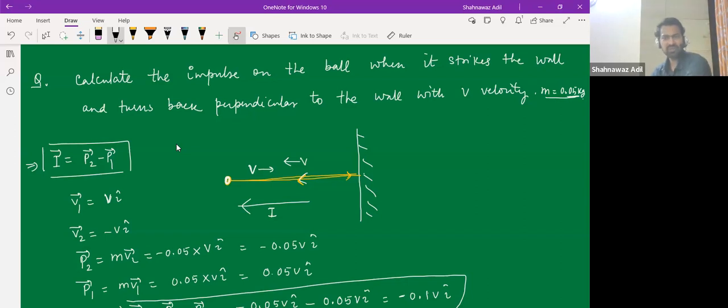So I can give the value of velocity as well. I can say that the velocity is, let's say, 20 meters or 50 meters per second, like that. So yeah, in some questions they can also give you the value of the velocity.